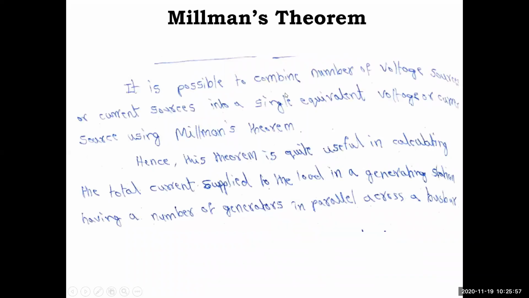So what is meant by Millman's theorem? It is possible to combine a number of voltage sources or current sources into a single equivalent voltage or current source using Millman's theorem. That is the applicability of this theorem. Hence this theorem is quite useful in calculating the total current supplied to the load in a generating station having a number of generators in parallel across a bus bar.